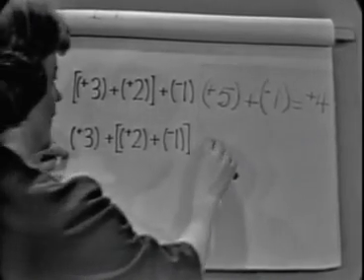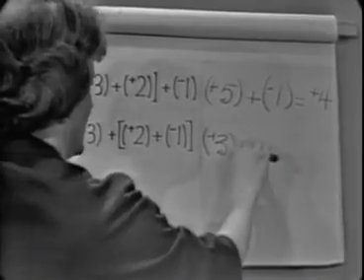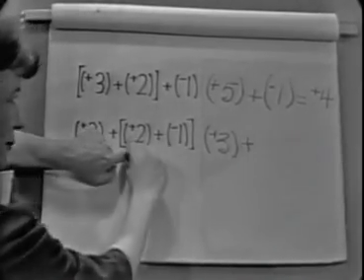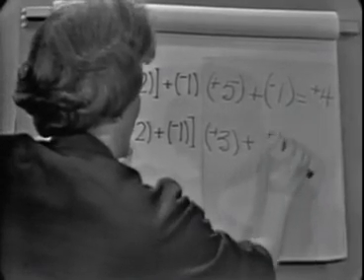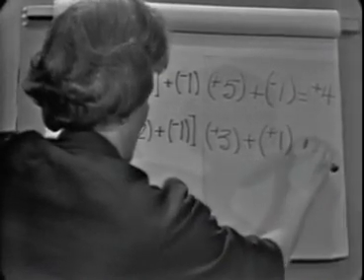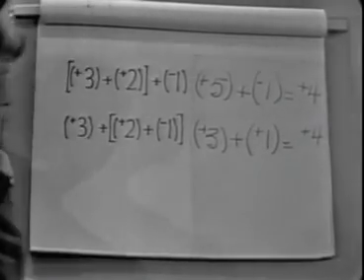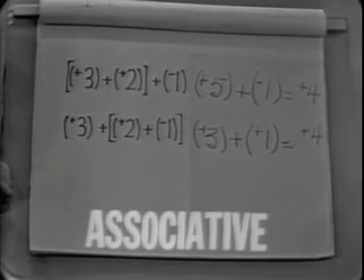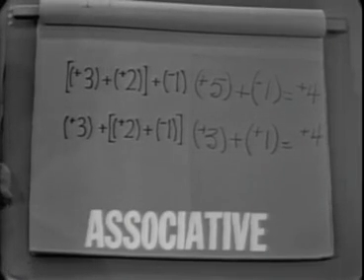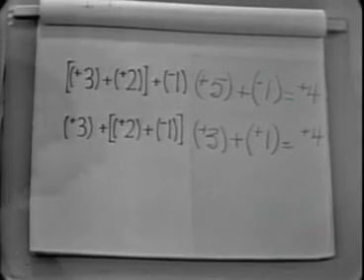We see then that we have a positive 3 plus, and here we have a positive 2 plus a negative 1, a positive 1, or a positive 4. This is an example which would indicate that the addition of integers is associative. But again, let's consider other pairs of numbers.